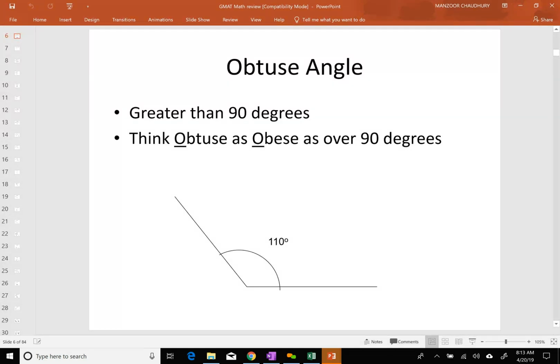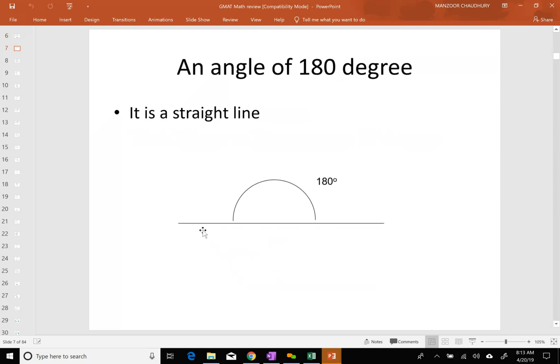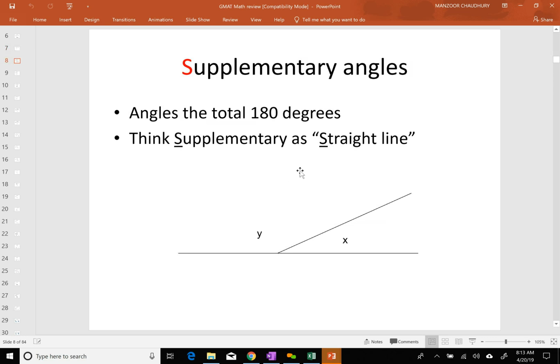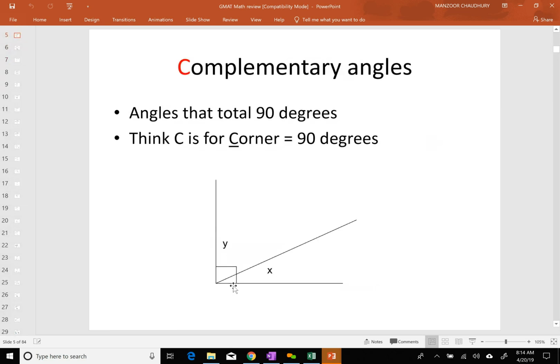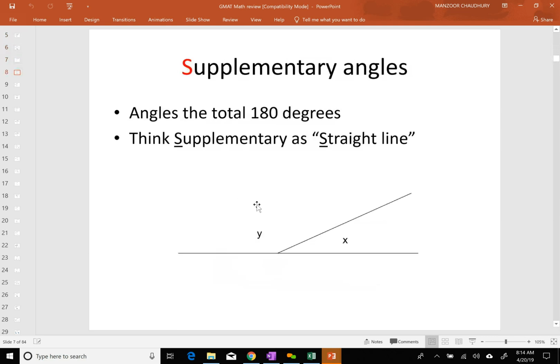Obtuse is when it's greater than 90 degrees. When it's a straight line, the total angle is 180 degrees, and if you go around the circle, it's 360 degrees. Supplementary is when two angles add up to 180. Remember: S for supplement, S for straight line, and C for corner, C for complement. It's a common mistake students make; they mix it up.